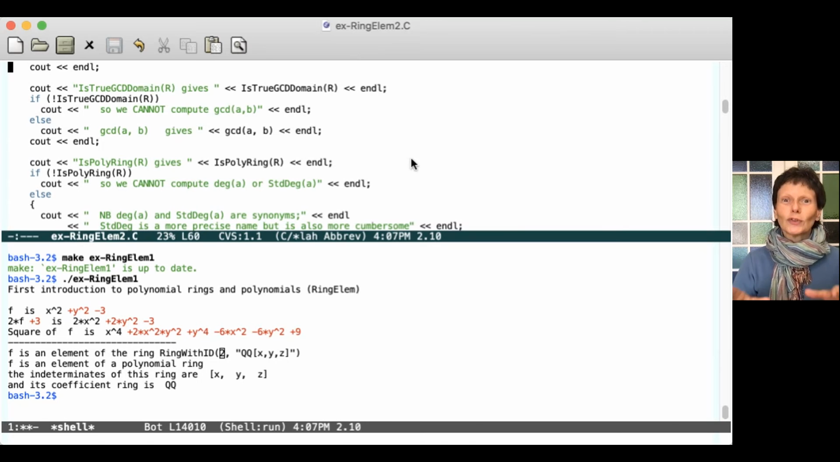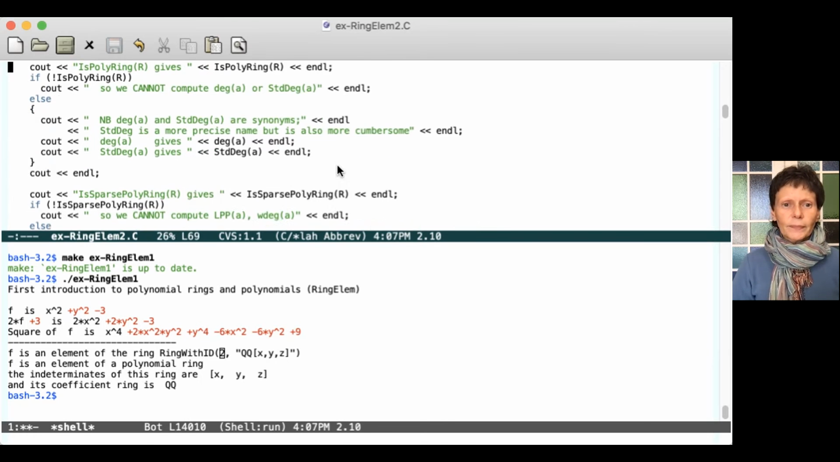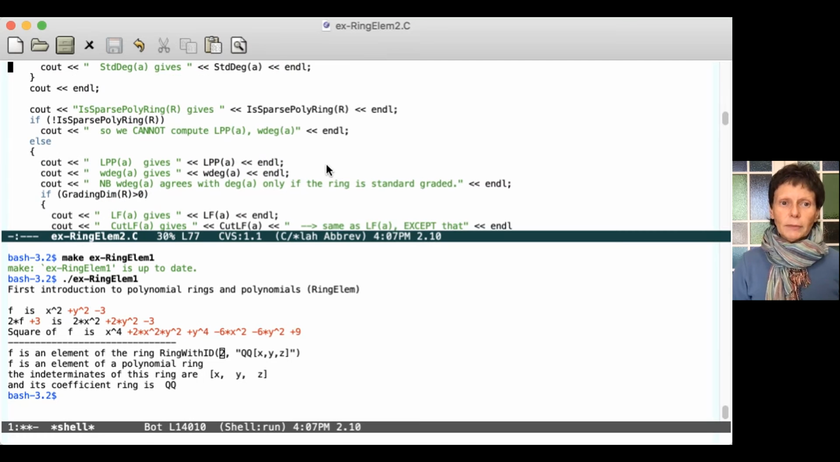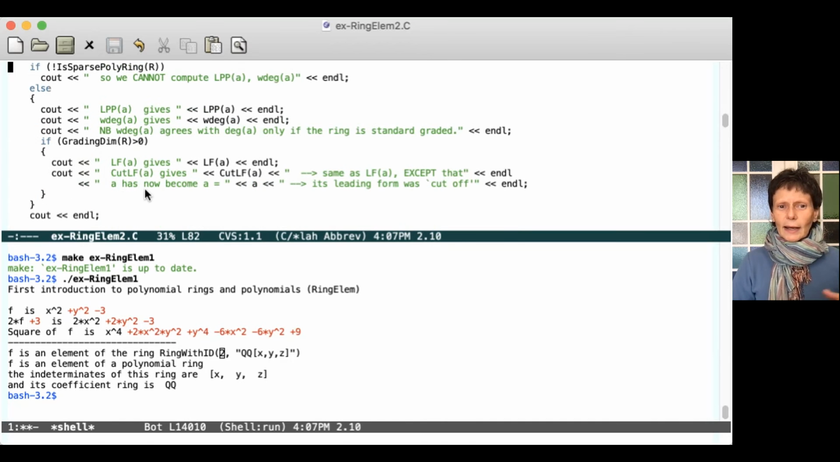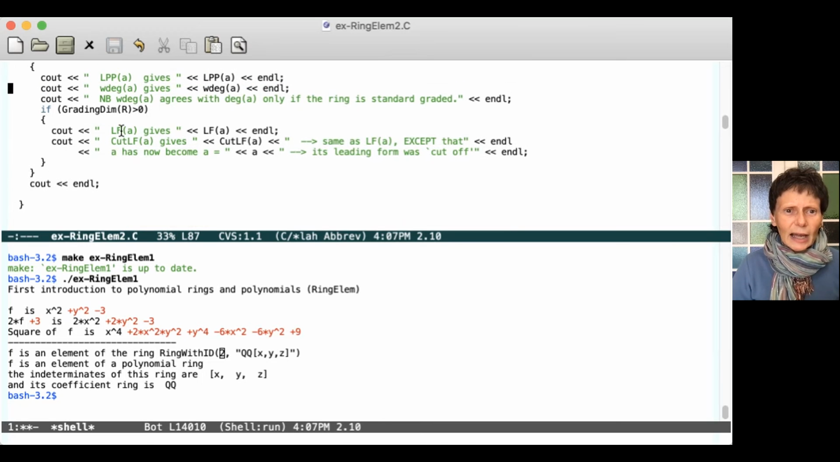This is the definition of true GCD domain. So if it is a true GCD domain, we can compute the GCD. If it is a polynomial ring, we can compute a few things like the degree. If it is a sparse polynomial ring, we can compute the LPP, we can compute the weighted degree, and other things like LF and cut LF, which does something.